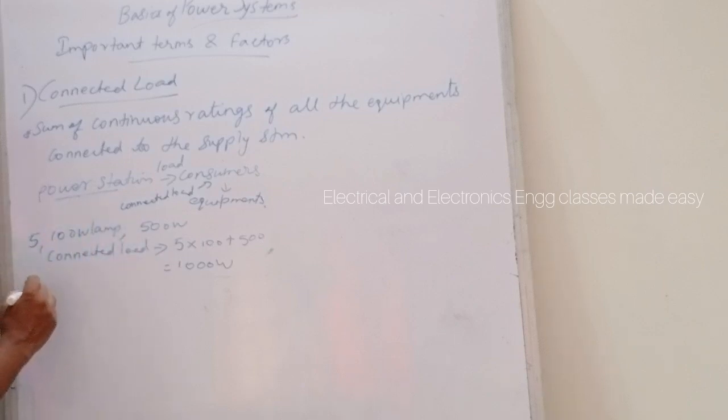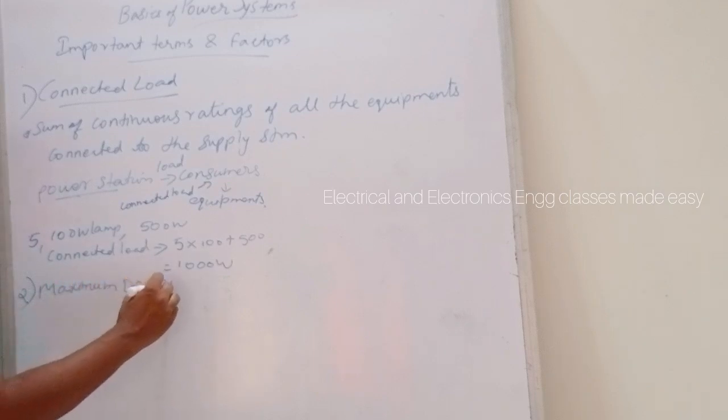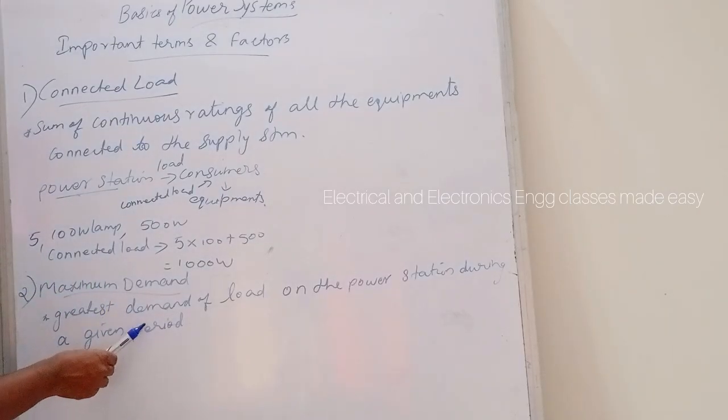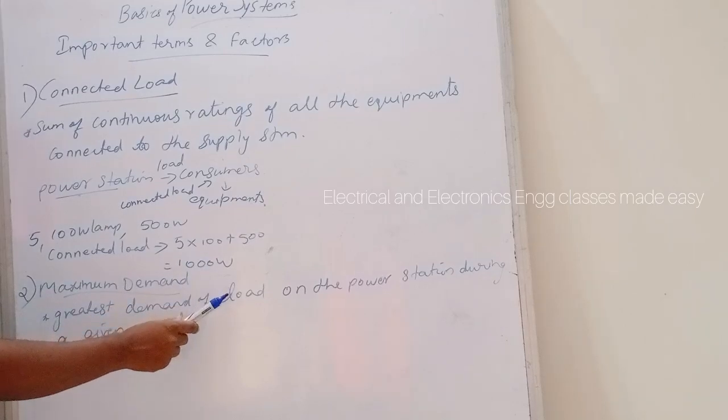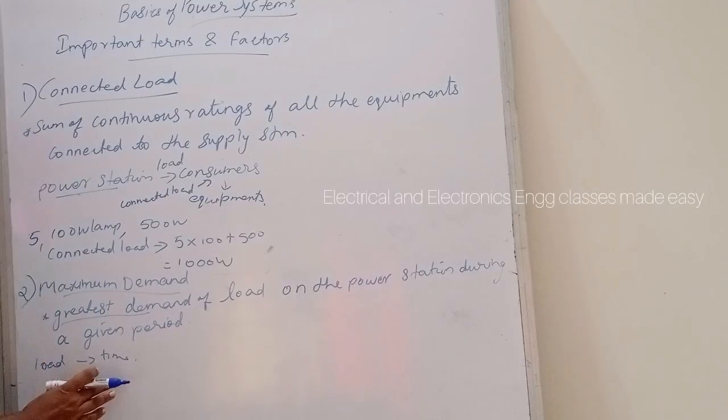Then the next term is maximum demand. So what is maximum demand? It is the greatest demand of load on the power station during a given period. The load on the power station varies from time to time, and the maximum of all the demands that have occurred during a given period, say a day, is the maximum demand.